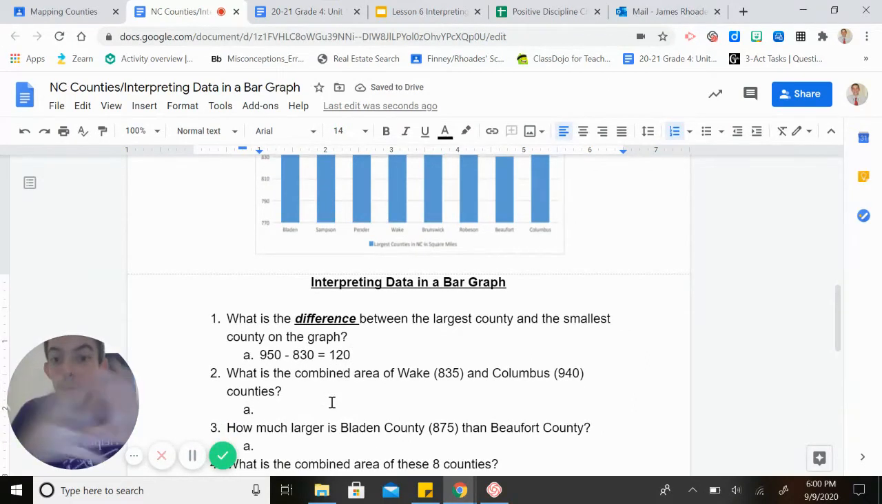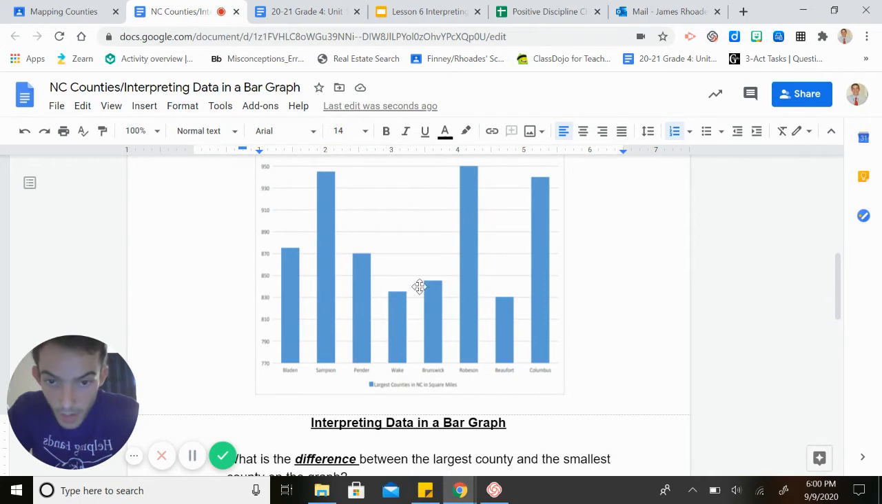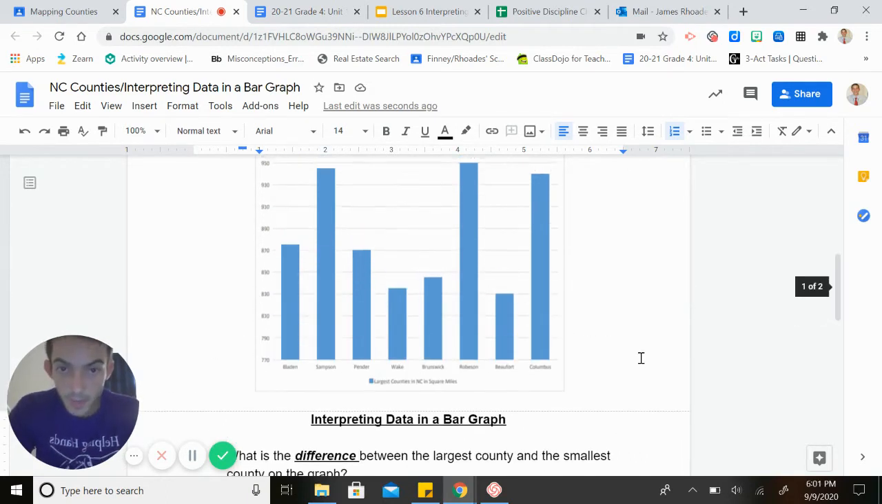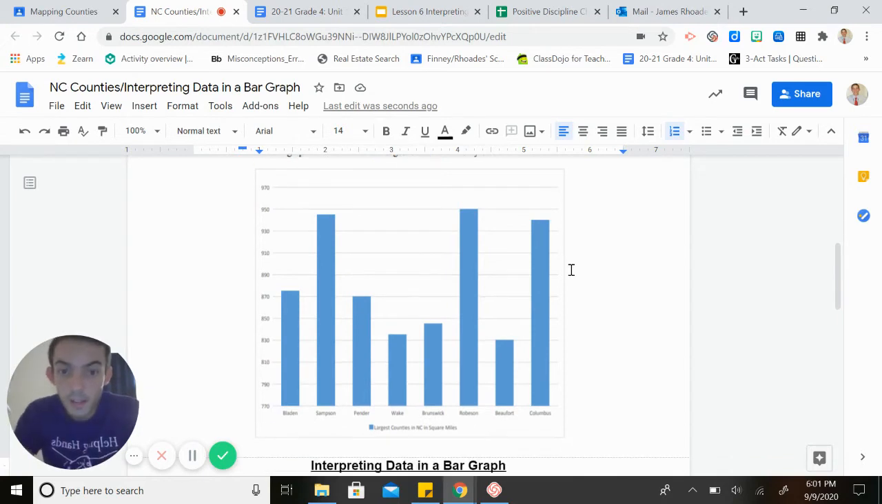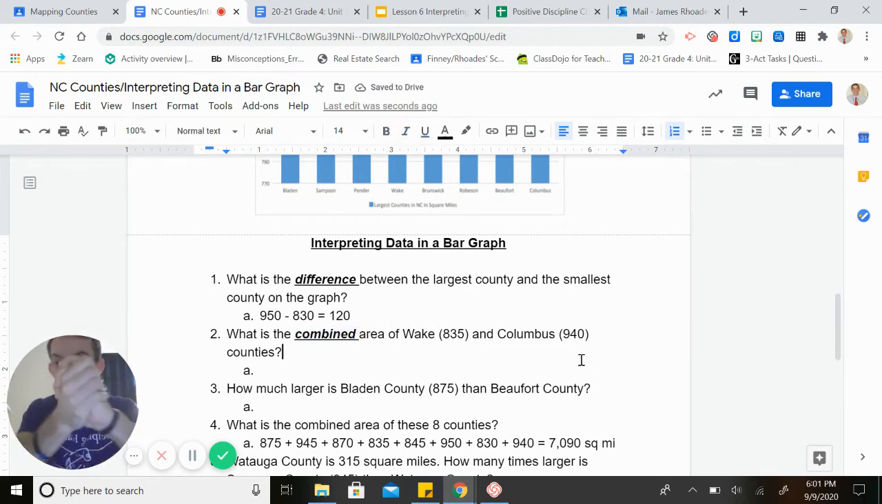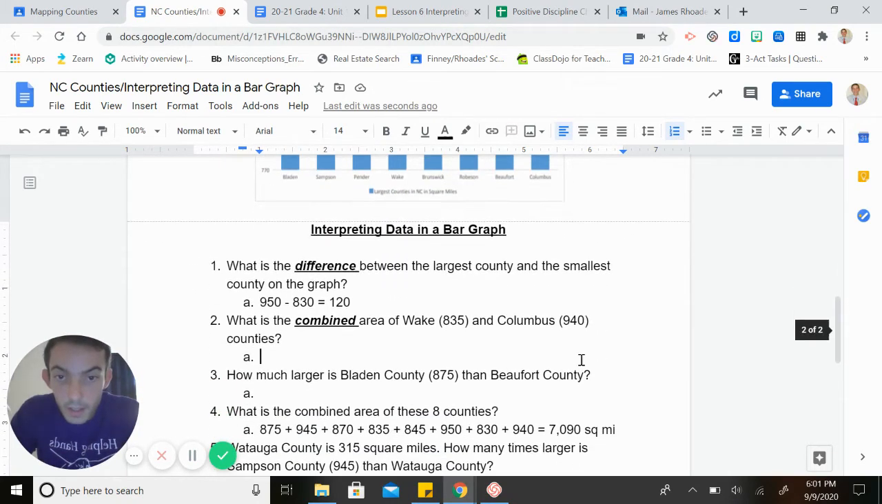Question number 2, what is the combined area of Wake and Columbus counties? So as you see here, neither Wake or Columbus are quite on a line. So I put in the exact measurements right here for students to be able to understand. The combined area is our key phrase here, because combined, we always do this little gesture. Combined means that you're putting 2 things together. So the combined area of Wake and Columbus County would be 835 plus 940. And together, you put it in the calculator. I can do it up here.